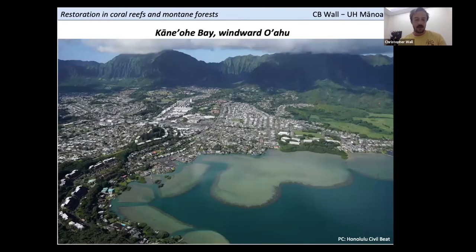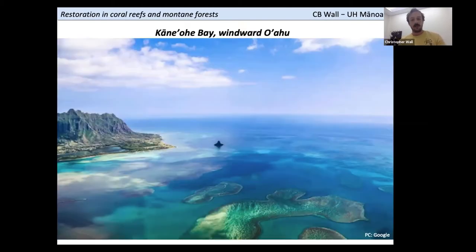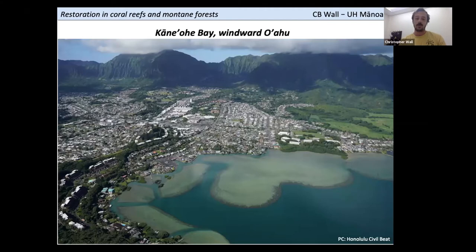Obviously with a little less Photoshop and maybe a different Instagram filter. But this is the reality of coral reefs, right? Coral reefs are not usually these, let's go back again, beautiful, blue, pristine, untouched areas. It's very common that they are right next to human impacts that are usually literally at their back door.